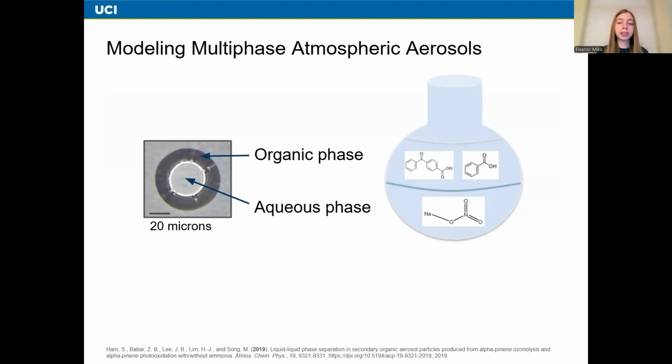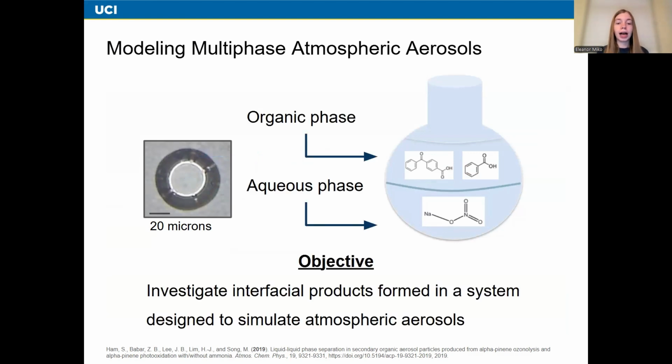On the left is a picture of a real aerosol, which has water in the center, called the aqueous phase, and an outer coating of organic goo, so to speak, referred to as the organic phase. This scale bar represents 20 microns, or about a 500th of a centimeter. Because these aerosols are so small, I needed to scale up my model. To do this, I aimed to capture the complex nature of these interactions in a beaker, as shown here.